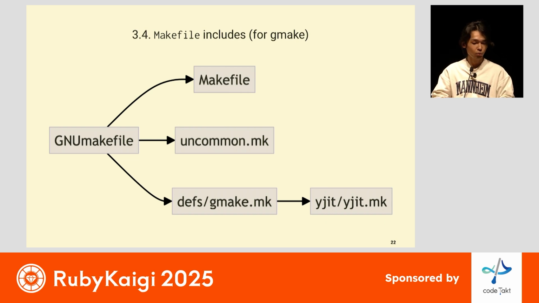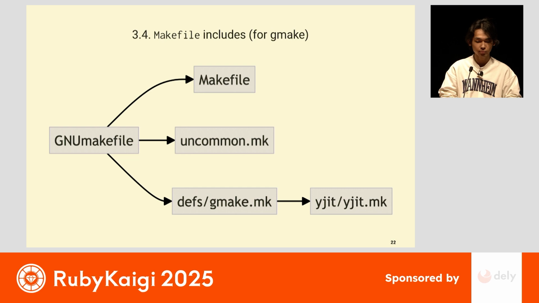So let's look at how makefiles are organized for GNU make. Here we have both GNUmakefile and Makefile, but GNU make prefers GNUmakefile as the root makefile. The root GNUmakefile includes several other makefiles: the base Makefile, which is shared with other non-nmake makes, uncommon.mk, which we saw earlier, and gmake.mk, where we usually put GNU make specific definitions. And common.mk is also included through this include chain.